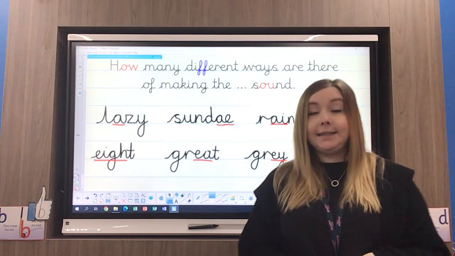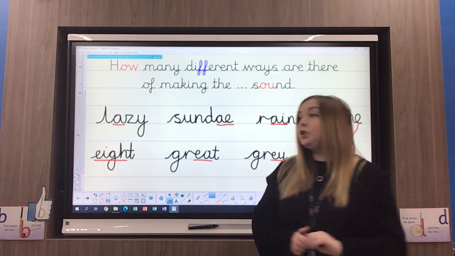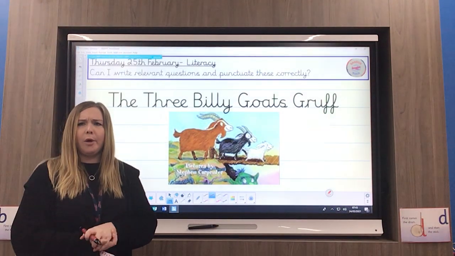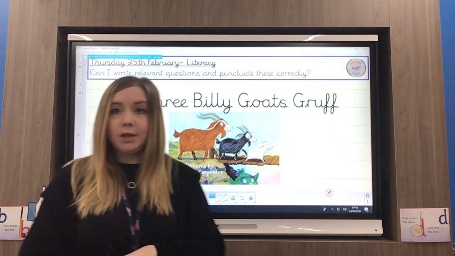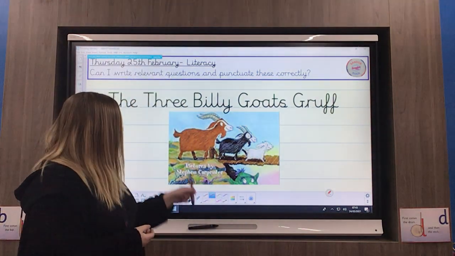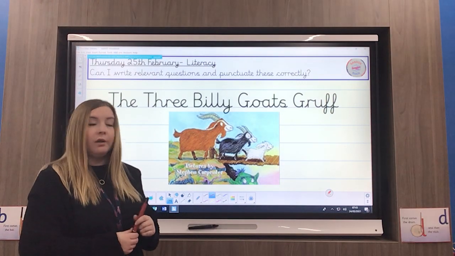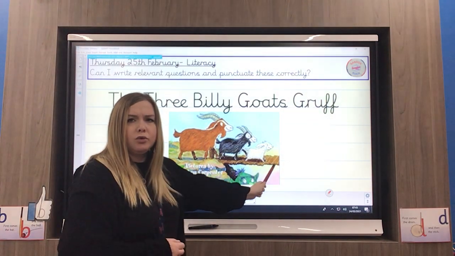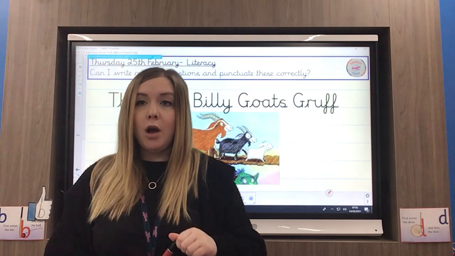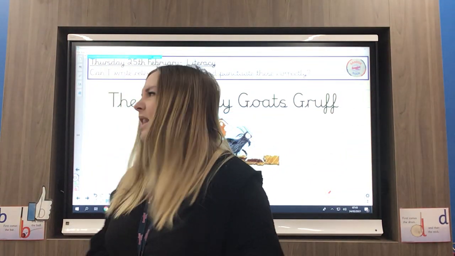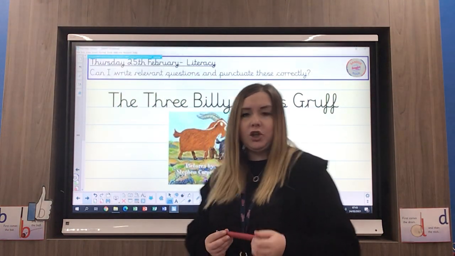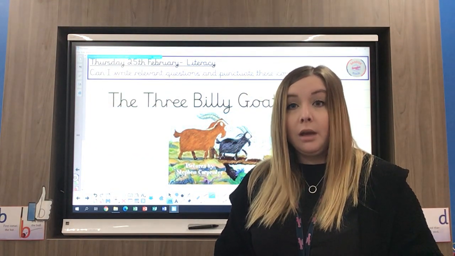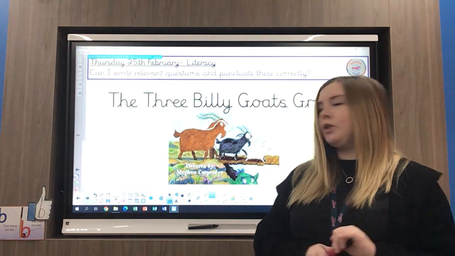Okay, so yesterday I read you a story. Can anybody remember what my story was about? What happened in it? It was called The 3 Billy Goats Gruff, and here are those 3 billy goats. They crossed something. What did they cross? They crossed a bridge, didn't they? And why did they cross that bridge, year 4? What was on the other side of the bridge that they wanted? It was some delicious grass, wasn't it?